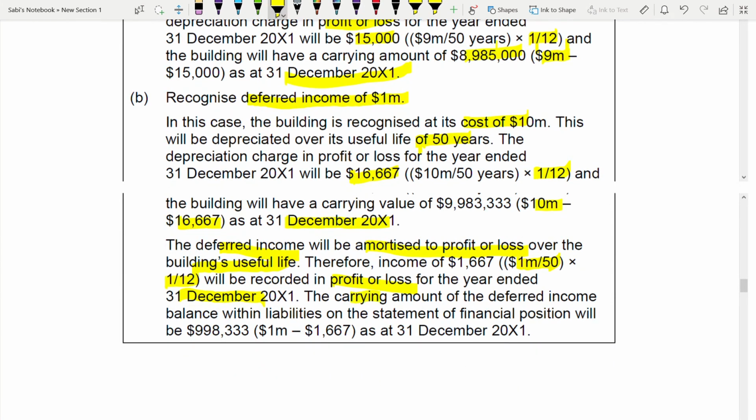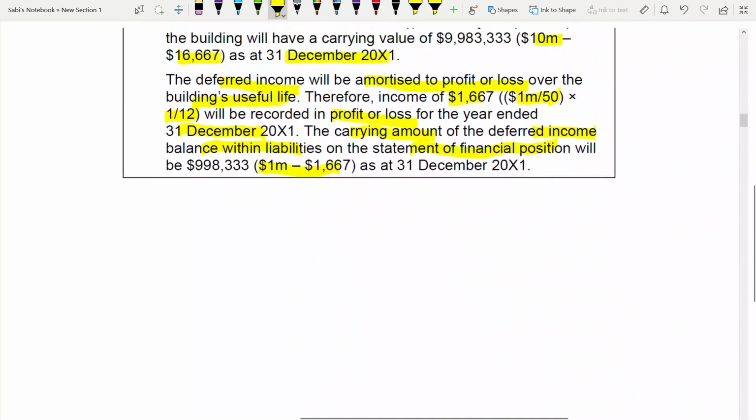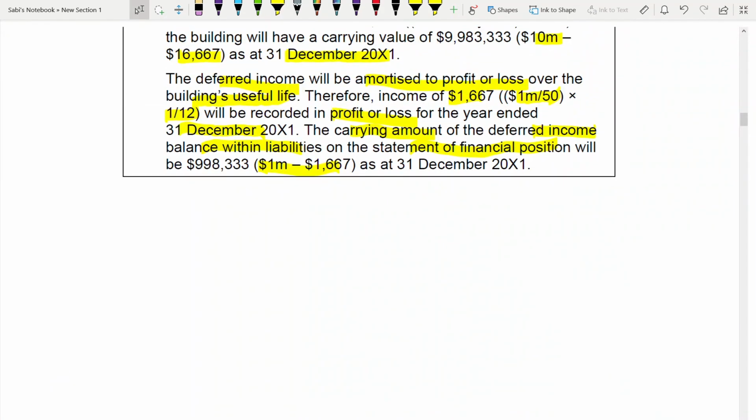So now the carrying amount of the deferred income balance within liabilities on the statement of financial position will be how much? 1 million minus this income that you have recognized, you deduct it from the 1 million grant. That becomes the closing balance for your liability in the statement of financial position. Okay, so that's it. So the next standard is also another short standard, which is IAS 23.